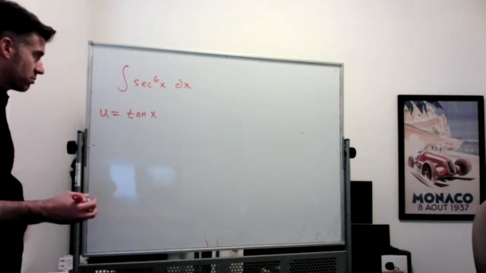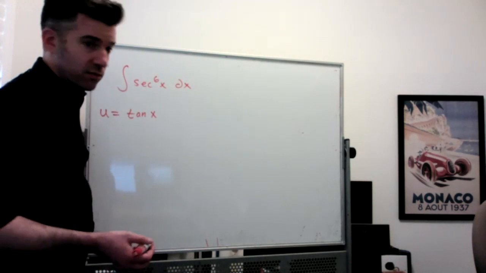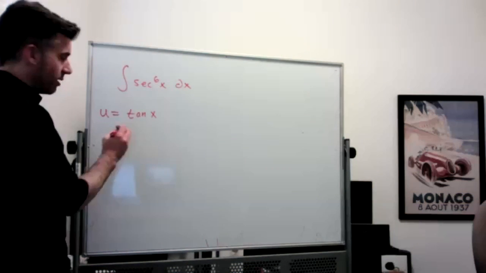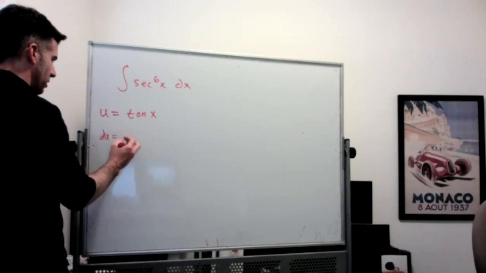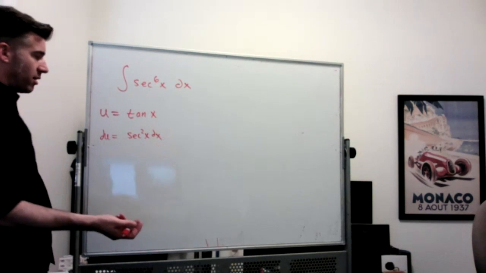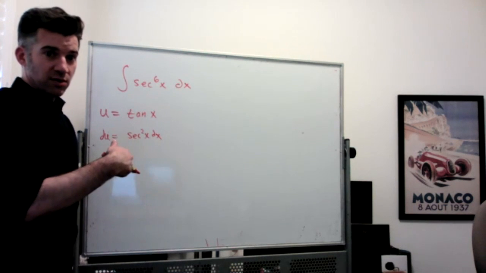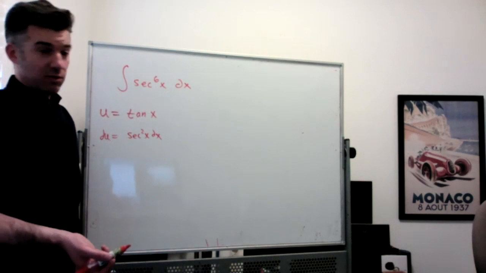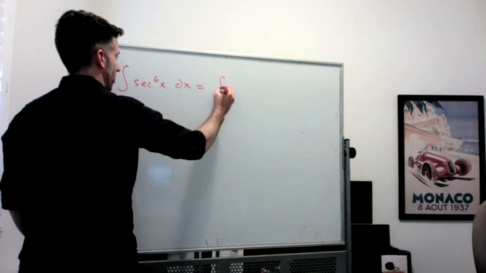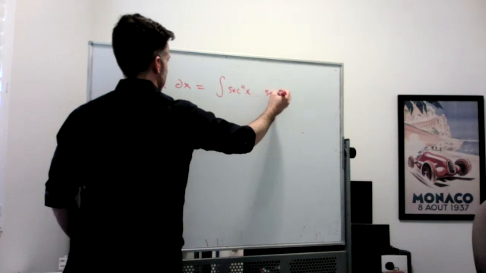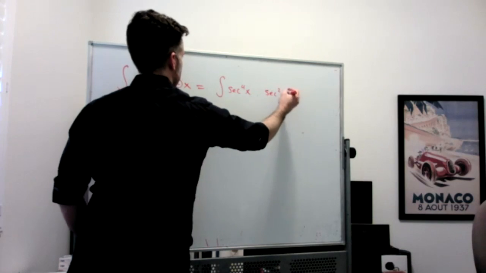When you're doing these kinds of problems, that's pretty much where you're going to take the integral after. So then my du is going to be secant squared x dx. And great, my leftovers of my non-u things, which is secant, there's going to be an even number. This is going to be the integral of secant to the 4th x times secant squared x dx.